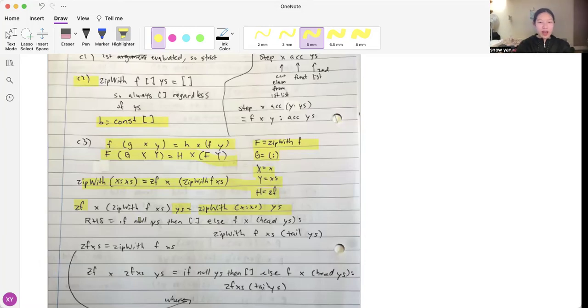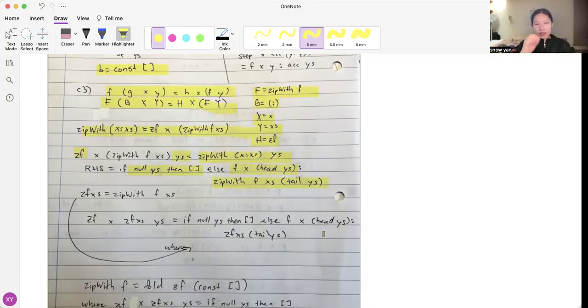Ideally separated. So how I can separate it is break ys down into cases. If ys is empty, then it's an empty list. Otherwise, I would have f of x of head ys. So that would just be my first argument, applying x and y together in terms of the function f. And then zip with f of xs and then the tail of ys, whatever's remaining, and continue this operation.